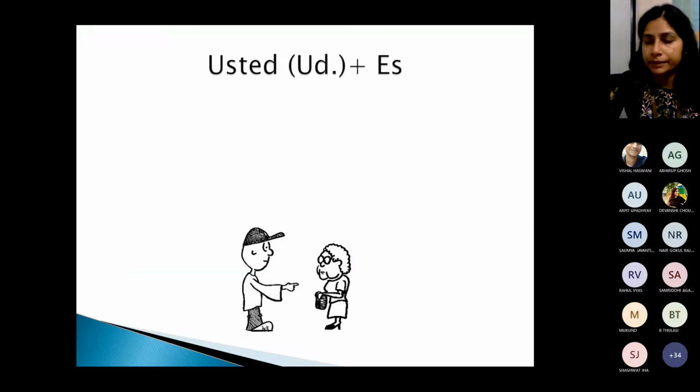Usted, as you know, I have kept usted in the third person category. The reason is that the verb conjugation is the same conjugation we are taking for él or ella, that is he or she. That's the reason we keep three of them together, so that you remember the conjugation goes the same for all of these three or even more, because it carries a lot of subjects now.